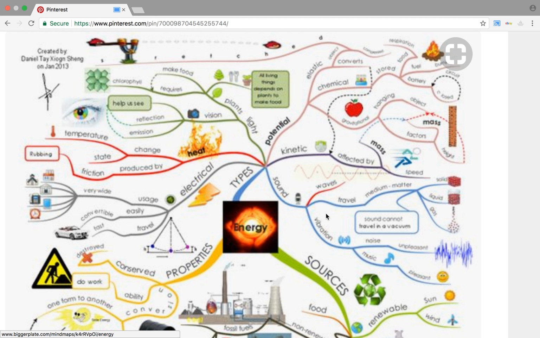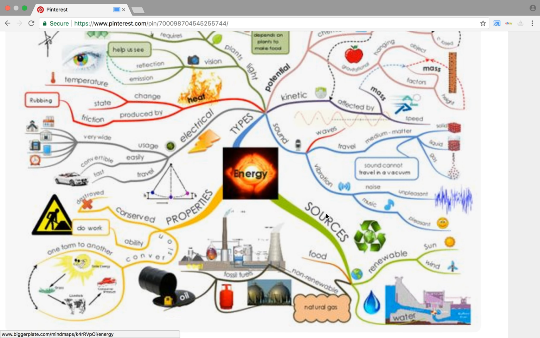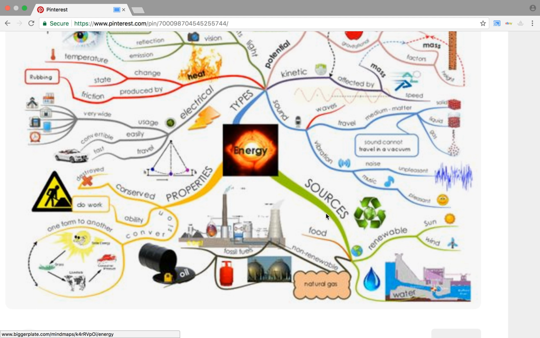Now, I don't think I need to explain all the different types, like heat energy, light energy. I think you understand that. Sound energy, kinetic energy, so and so forth, electrical energy. Now, out of all these different energies, there's one very important statement that you need to know: energy cannot be created nor destroyed.